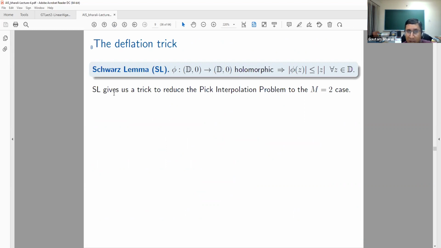So let's just look at the classical Schwarz lemma. Everyone knows this. I put this up on this slide here. I'm going to go through the slide fairly rapidly because I want to get back to linear algebra as soon as I can.